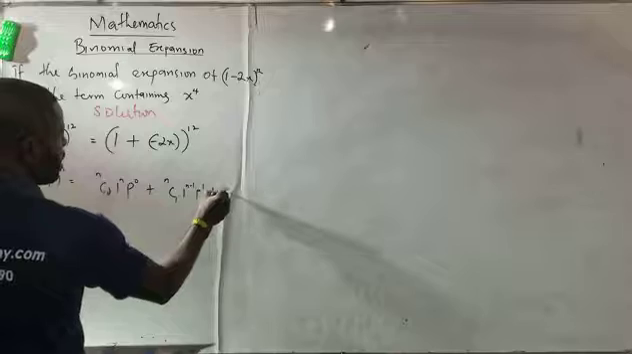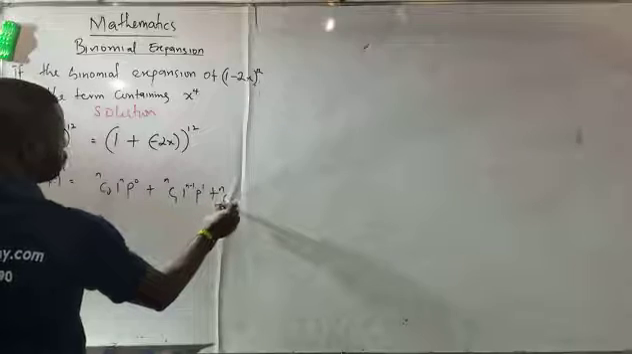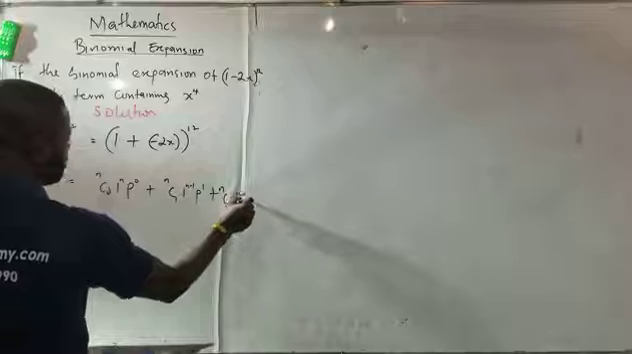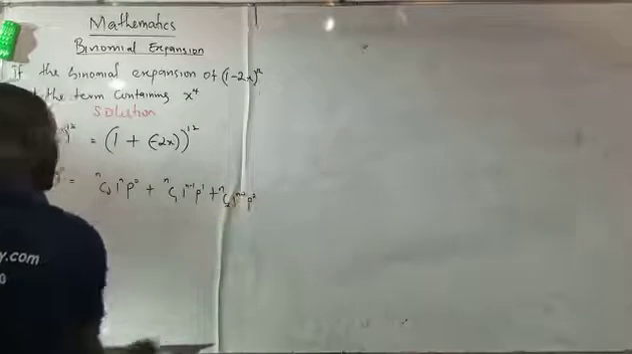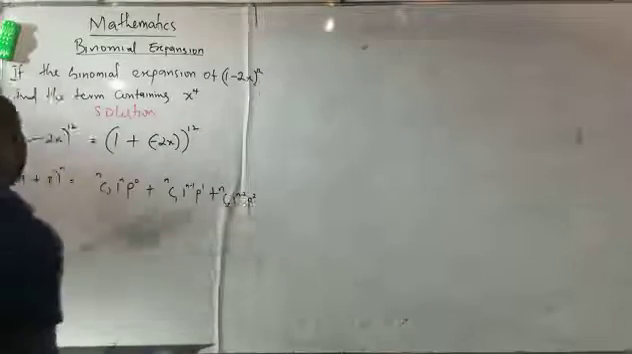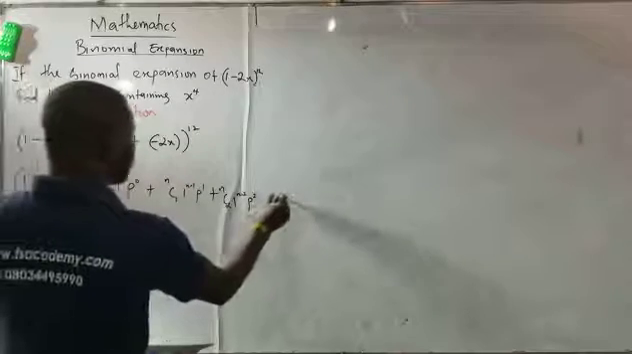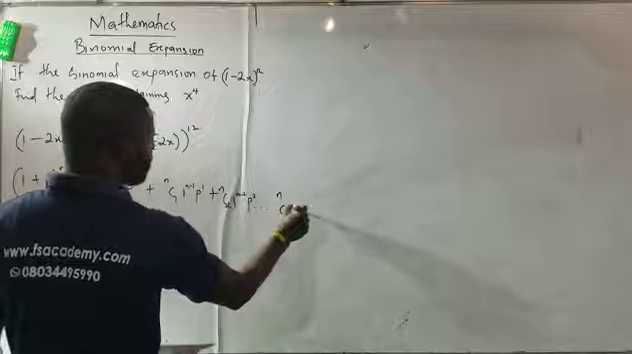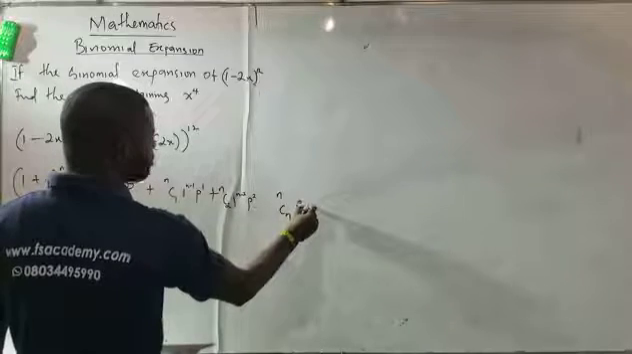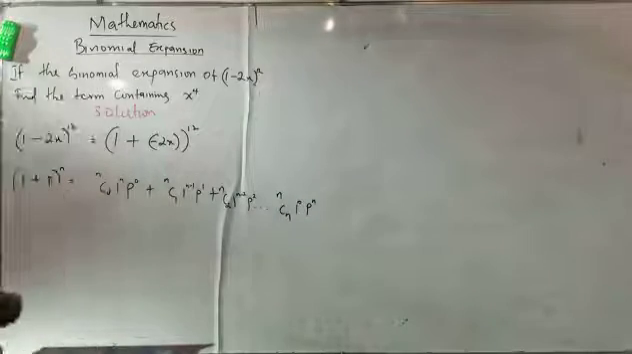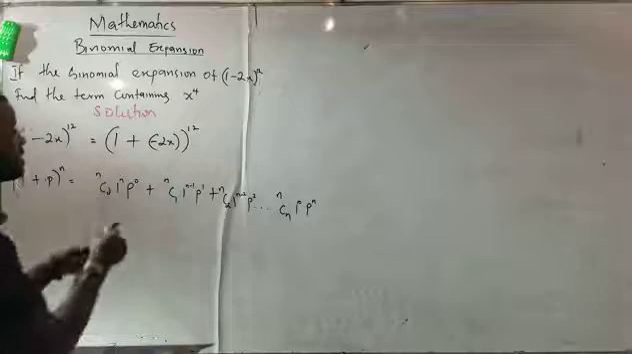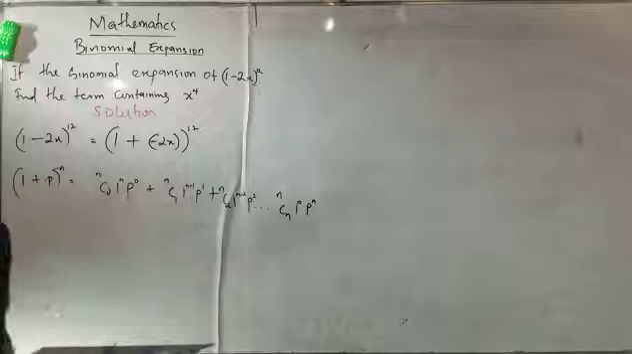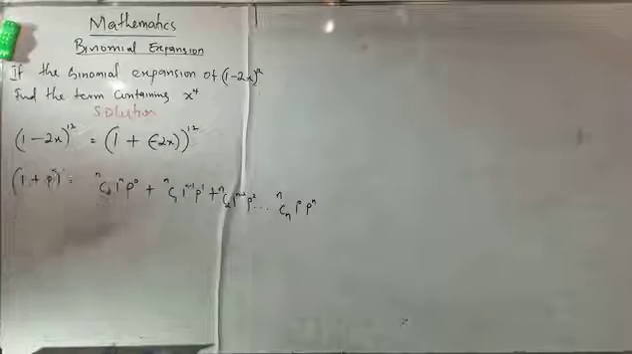Plus nC2, that will be 1 raised to power n minus 2, and p raised to power 2, and so on and so forth, till when nCn will be 1 raised to power 0 and p raised to power n. But it's different. Once there is a minus here, the story changes. I don't think I will be explaining that now because of our time.